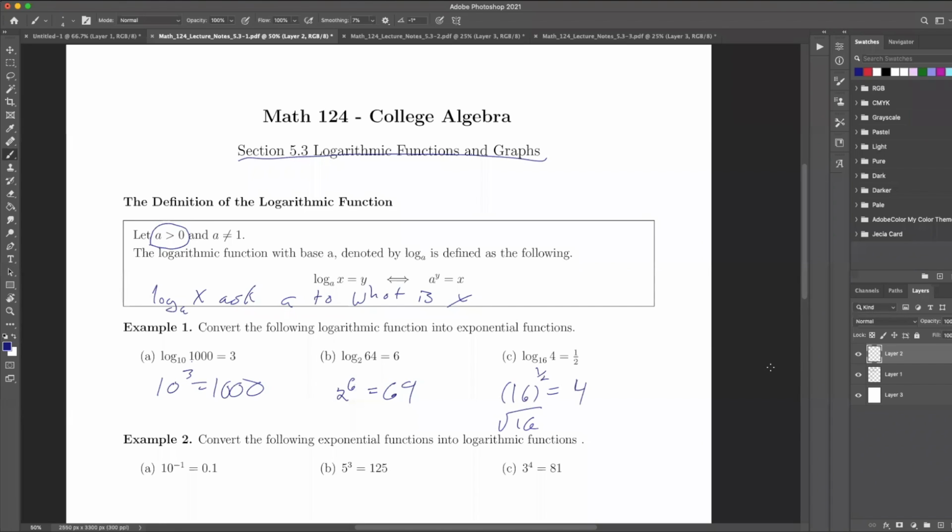Okay. And so with the log function, you'll see all of this, right? Say log base 10 of 1,000, so you think 10 to what power is 1,000? And the answer is 3. 2 to what power is 64? The answer is 6. And then you'll see this: 16 to what power is 4? And that's a half. Okay, so that's how logs work.